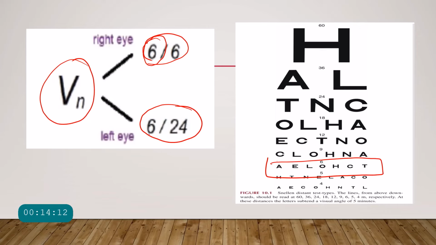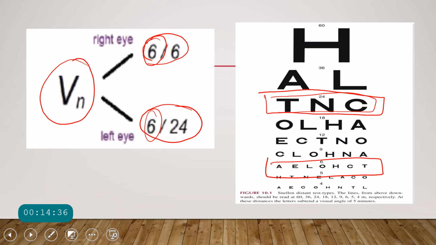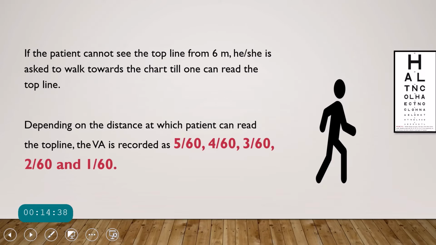Now what about the left eye? In the left eye, standing at 6 meters, he is able to read only up to this, and therefore the visual acuity is 6 by 24. If a normal person stands at 24 meters, he will be able to see this line. However, this patient is able to see up to this line only at 6 meters, and therefore this is definitely a compromised visual acuity, and this is 6 by 24. So I hope it's clear how to represent this in the form of a fraction.